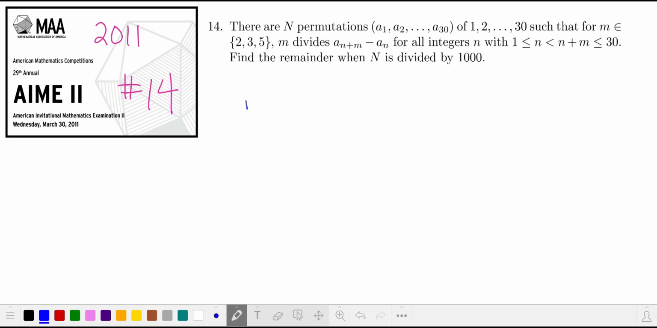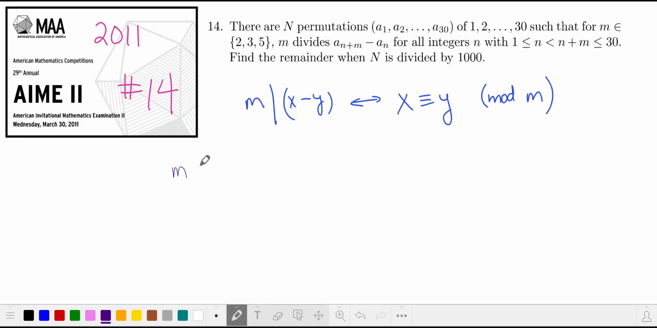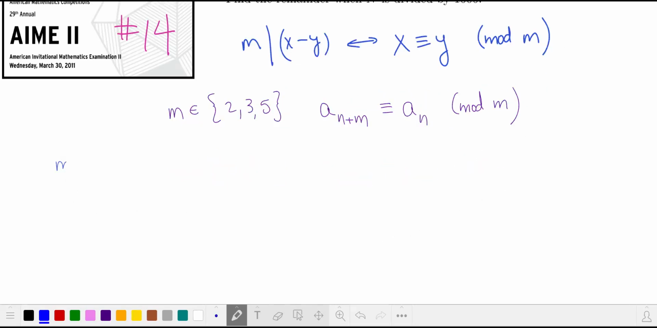If we have a number m that divides the difference of two other numbers, it can be more convenient to rewrite this as a modular equivalence. So this is the same as x is equivalent to y in mod m. So we'll do that here for this problem. We have m is one of three numbers, 2, 3, or 5. And rewriting this problem statement, we have a sub n plus m is equivalent to a sub n in mod m.